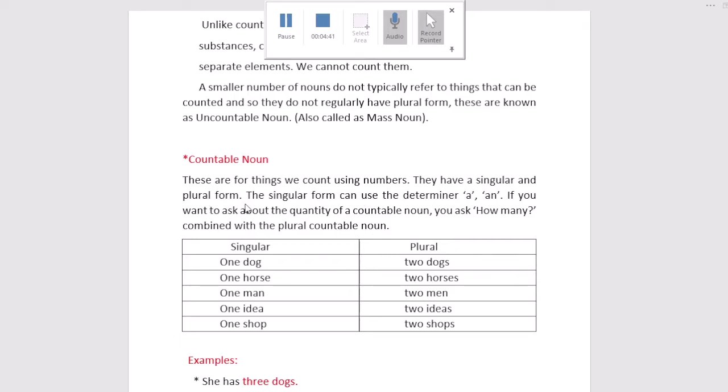Adukku singular form undu, plural form உண்டு. The singular form can use the determiner a and an. So singular formல வரக்கூடிய countable noun என்ன மாதிரியான determiner யூஸ் பண்ணும்? a and an யூஸ் பண்ணும். Okay.